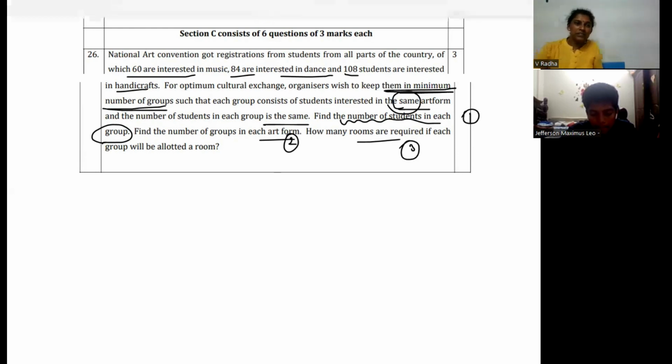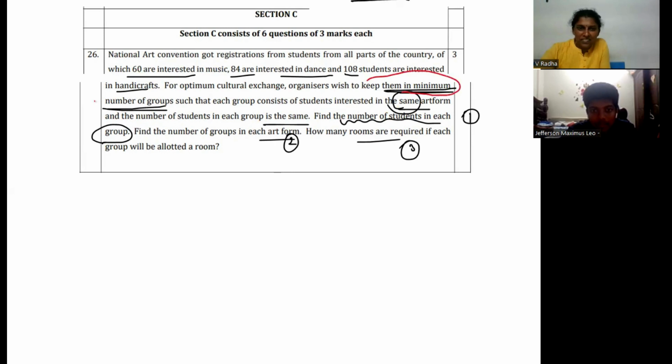Why did you say statistics? Please explain. Because the numbers were given, I thought it was statistics. They have given only numbers, no groups given. There are three categories of students.